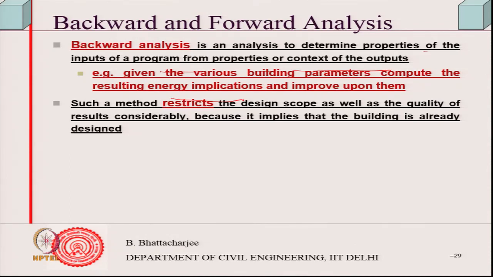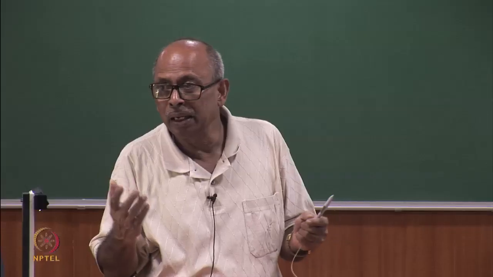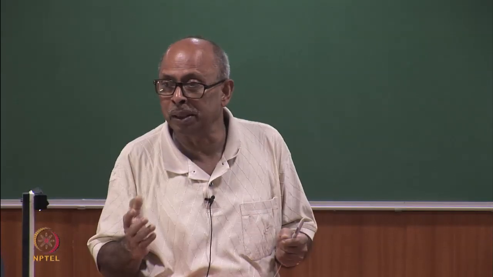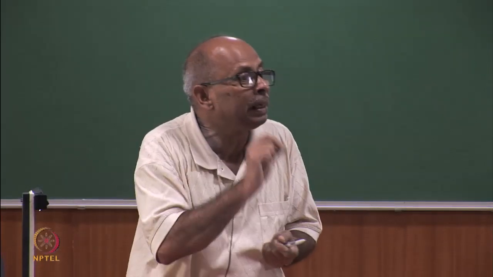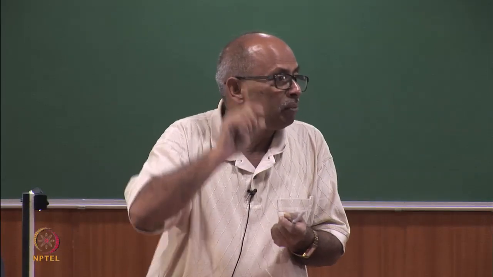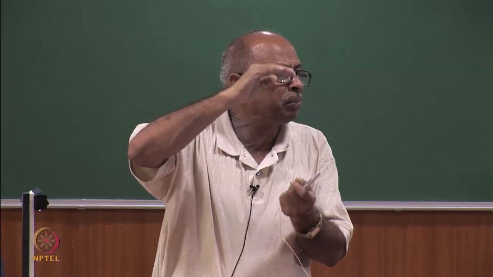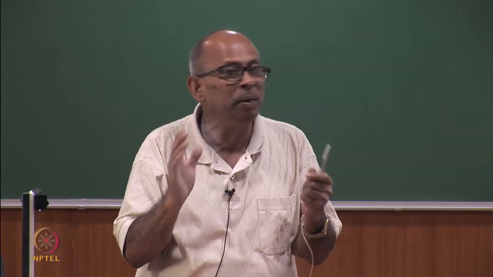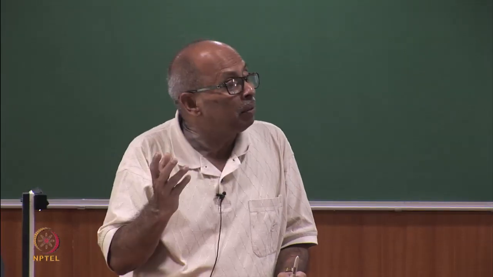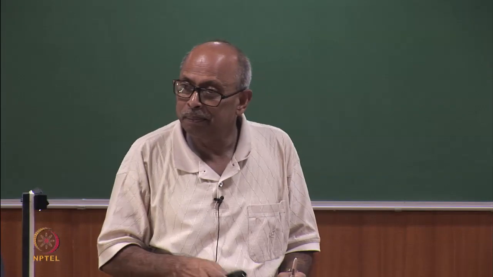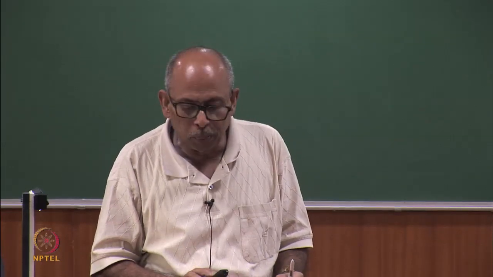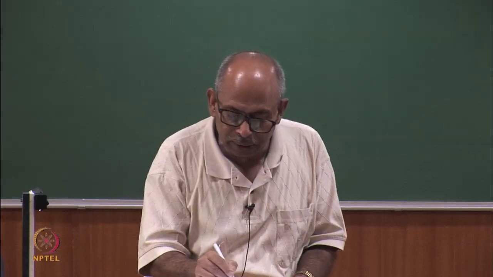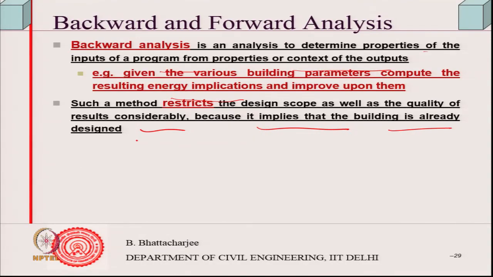It restricts basically depending upon how large your problem is. Simple RC design may not be that complicated, but in a system where you have a large number of parameters, not only the amount of reinforcement and depth D, with fixed cover, effective depth of the beam, and reinforcement quantity, that's our design variable, B being fixed. If there are too many of them, then doing this backward analysis might take a lot of time and it will restrict the scope as well as the quality of results considerably, because it implies that the building is already designed. You have already designed it, then you are analyzing it, finding out the performance time and again.